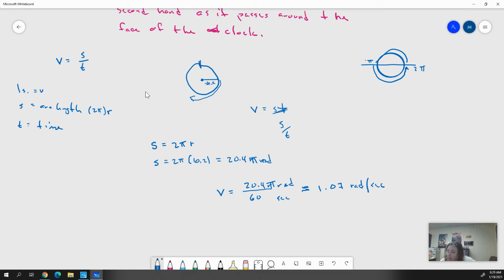Or I think we're dealing in centimeters at this point because we know what we're measuring in. 10.7 centimeters, I think is what it was, or 10.2 centimeters was the length of our second hand. So it would actually be centimeters per second. Does that make some sense?